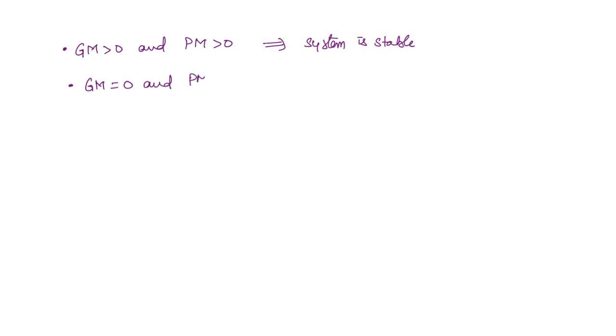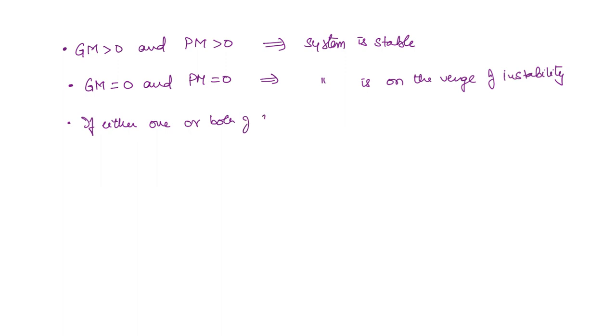Now both the gain margin and phase margin, we will use both of them. The case when gain margin is greater than 0 as well as the phase margin is greater than 0, then there is no doubt the system is going to be stable. Both are positive. What about the case when both are negative? This means that the system is on the verge of instability. Now if either one of them is negative or both of them are negative, then the system will be unstable. So if either one or both of gain margin and phase margin are less than 0, then the system is unstable.